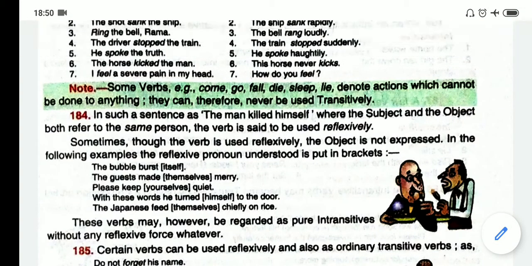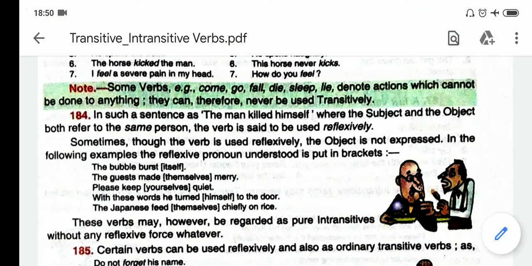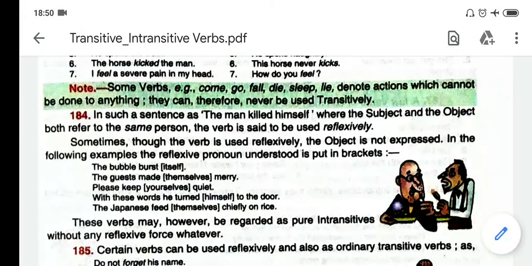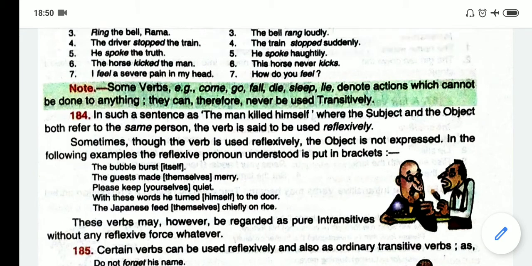Now the object and the subject both are the same person. The subject and object both are the same. So we will say that this verb is used reflexively, where the subject and the object are the same person. The man killed himself. Such a verb, we will say, is used reflexively.